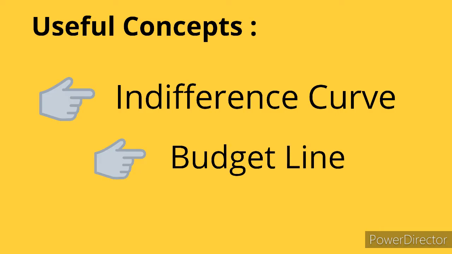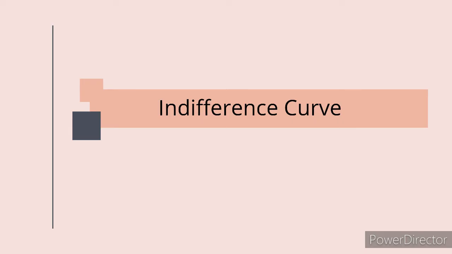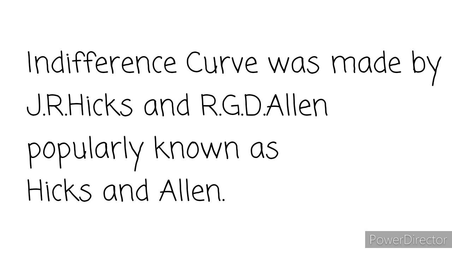To attain consumer's equilibrium in ordinal utility approach, we use two concepts, namely indifference curve and budget line. So we are going to discuss these two first. First one is indifference curve. Indifference curve was given by J.R. Hicks and R.G.D. Allen, popularly known as Hicks and Allen.